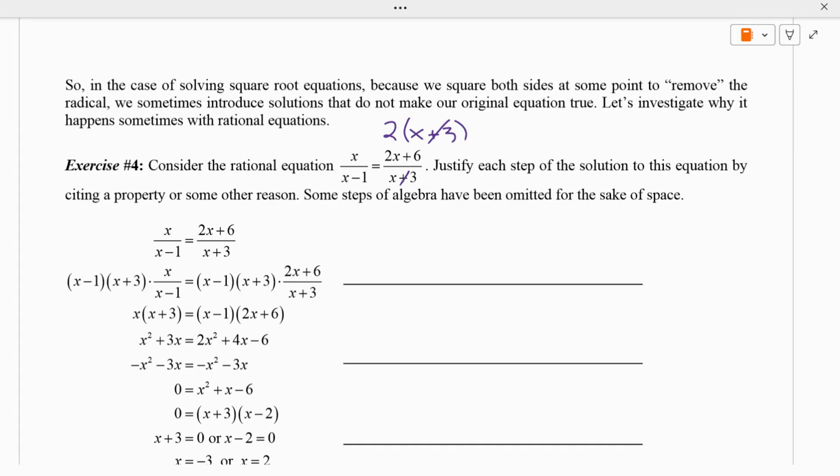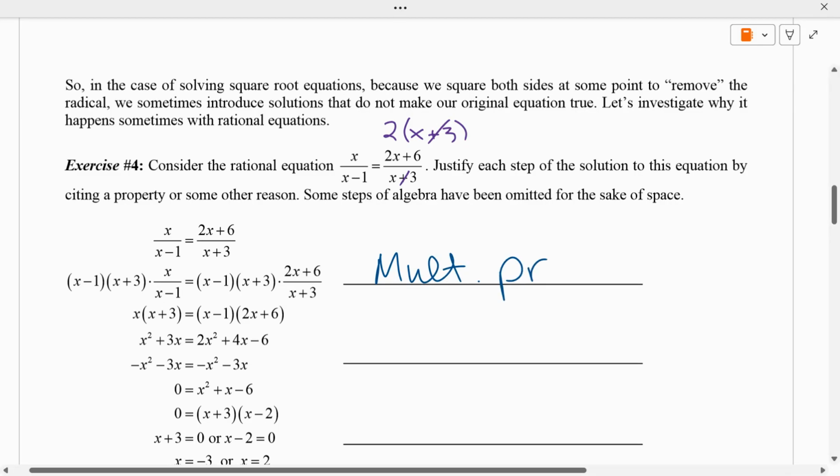Well, remember we talked about eliminating the denominator. We're trying to eliminate the denominator. So you see that I multiply both sides by the quantity of x minus 1 and x plus 3. Well, this is the multiplication property of equality. My x minus 1s cancel out, so I'm left with x plus 3 times x. When I multiply the right side of my equation, my x plus 3's cancel out, so I'm left with x minus 1 times the quantity of 2x plus 6.